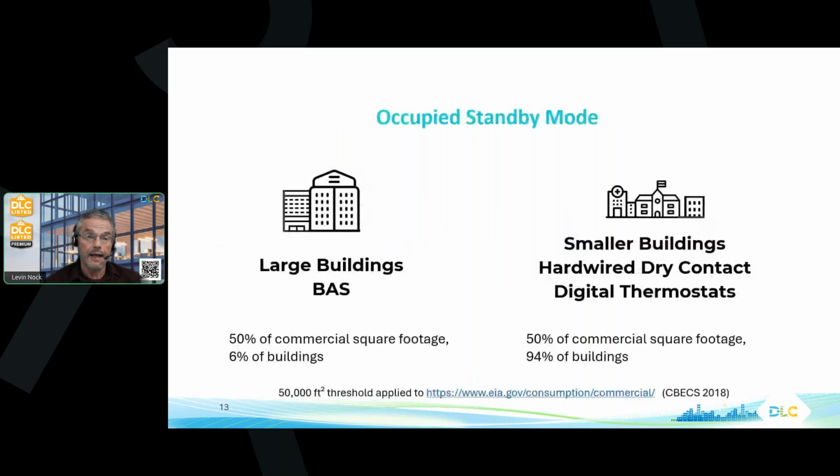Most buildings today that save energy with occupied standby mode are large buildings with a building automation system, while a few smaller buildings, such as hotels, can use hardwired dry contact switches. But now, digital thermostats are available to bring programmable occupied standby mode to more small buildings without a building automation system.